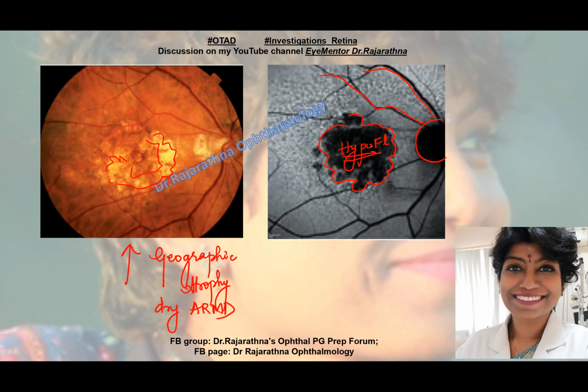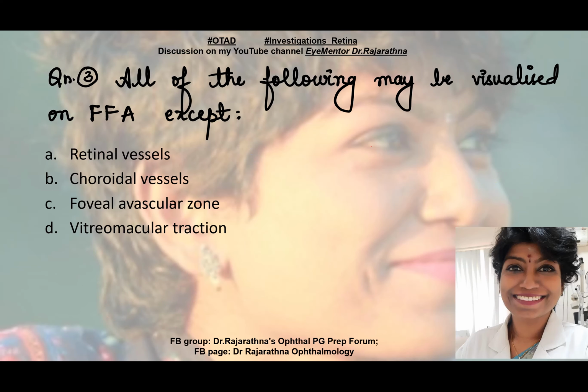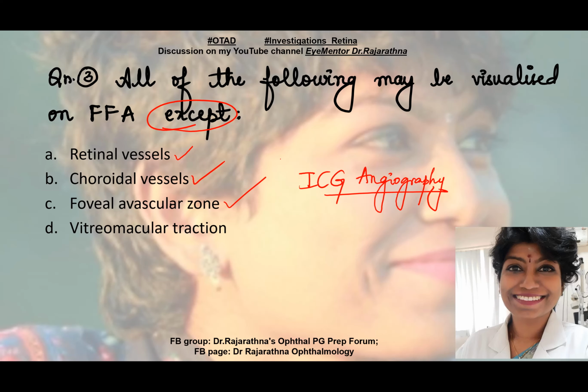All right, so now we move to question 3. All of the following may be visualized on fundus fluorescein angiography except retinal vessels. Yes. Choroidal vessels, you might think ICG angiography. ICG angiography is exclusively for choroidal, but on FFA also you can see choroidal vessels. Foveal avascular zone, in fact, yes, you remember diabetic retinopathy OTAT session where we discussed foveal avascular zone and FFA to quantify it. So yes.